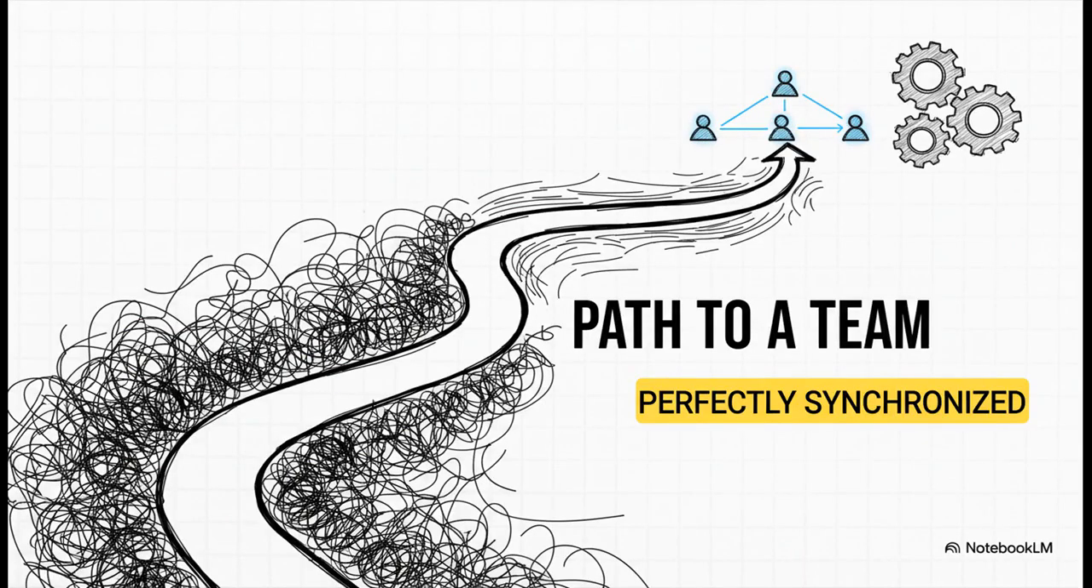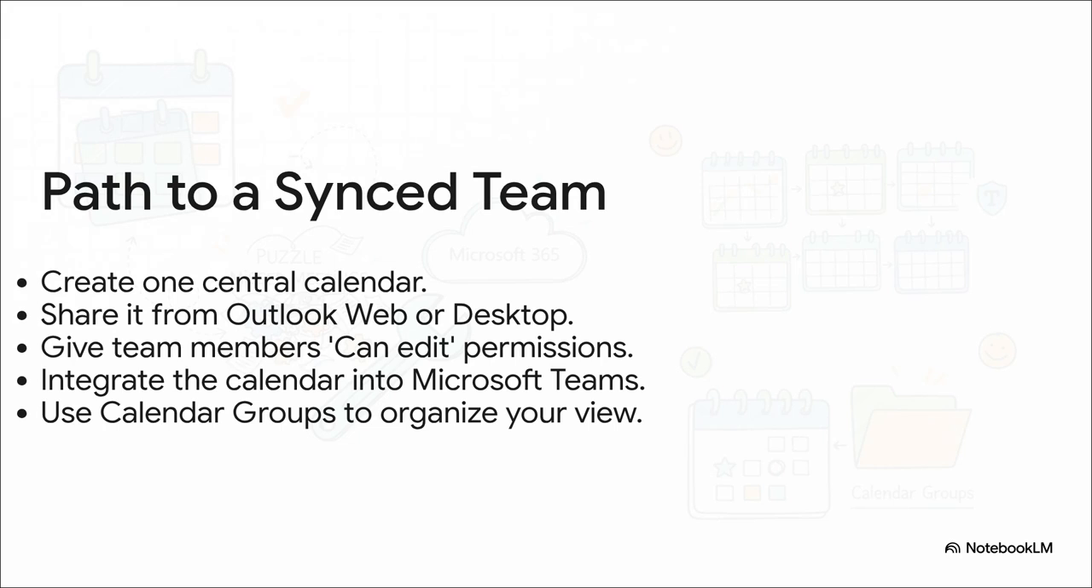Whew, we have covered a lot of ground pretty quickly. So before we wrap this up, let's just boil it all down to the most important steps to get your team perfectly in sync. So here it is, your 5-step plan for success. You start with that one central calendar. You share it, making sure to give everyone editing permissions. Then you put it right inside Microsoft Teams, where the work happens. And finally, you use calendar groups to master your own personal view. If you follow these steps, it'll completely change how your team gets things done.